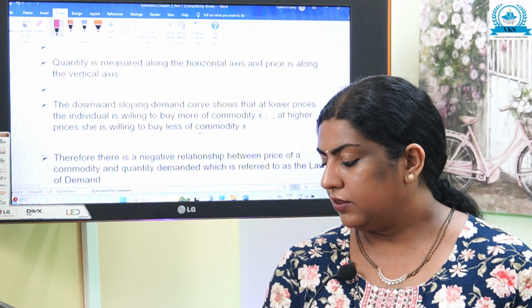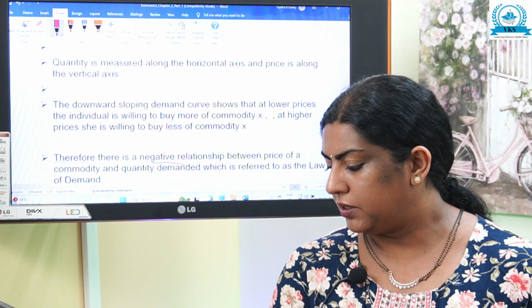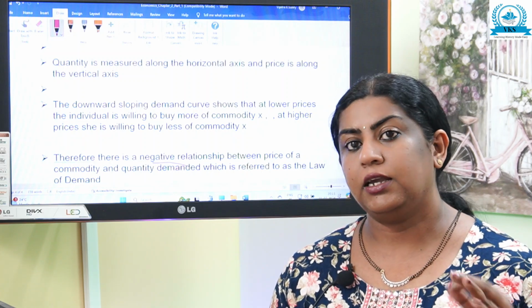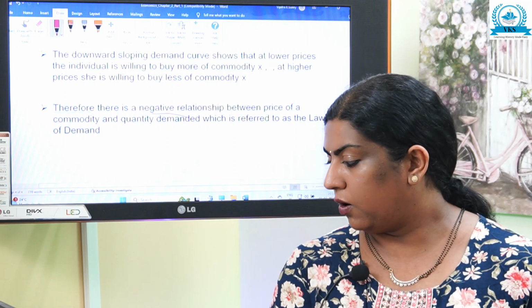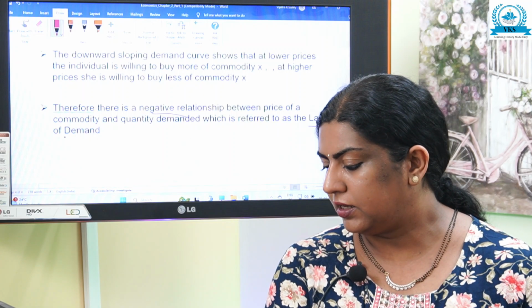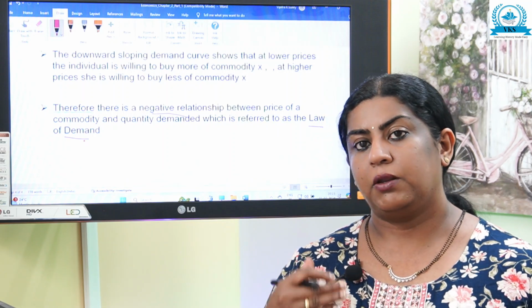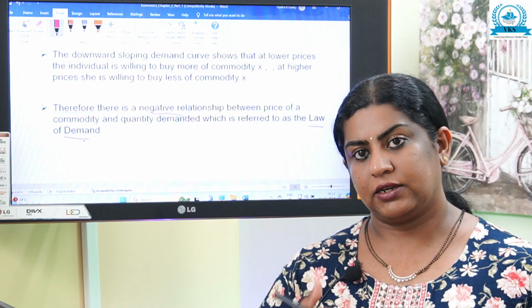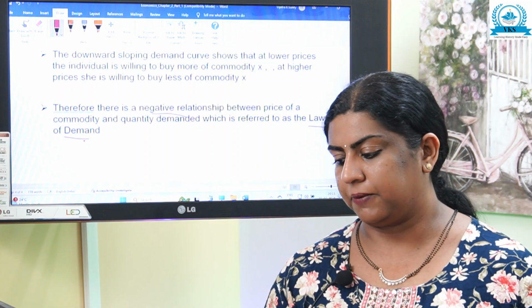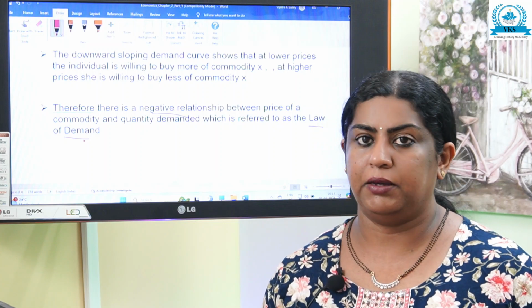Therefore, there is a negative relationship between the price of the commodity and the quantity, which is referred to as the law of demand. So this is called the law of demand. That is, when price is increasing, demand is decreasing. When price is decreasing, demand is increasing. So this is the law of demand.